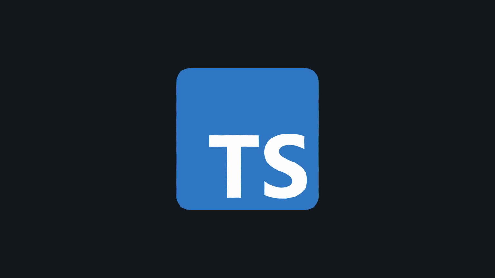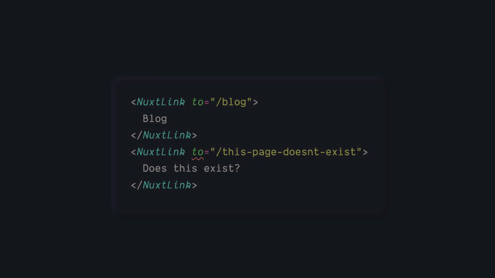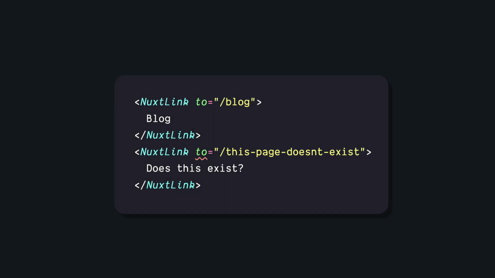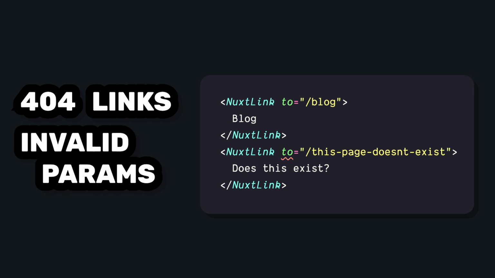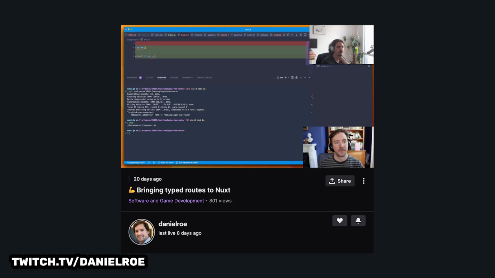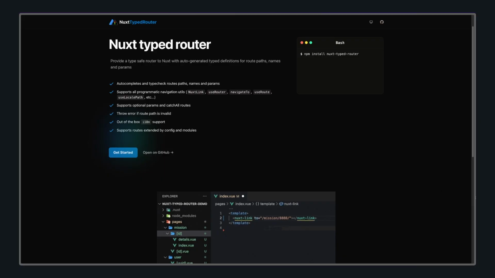TypeScript is one of the tools that helps me move really fast when building applications, and especially with Nuxt, one thing that I would like is to have a type-safe router, so I can quickly catch if I'm going to a page that doesn't exist, if I'm passing the wrong parameters, or making mistakes like that. I know this is something that the Nuxt core team is experimenting with, but recently I found a really cool library called Nuxt Type Router that already gives us a lot of these features. So in this video, let's take a look at it.